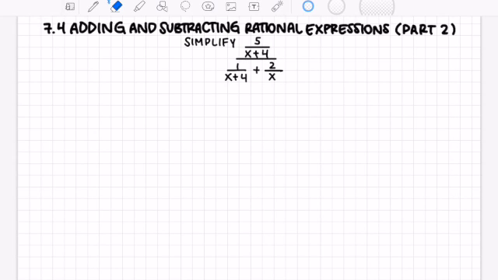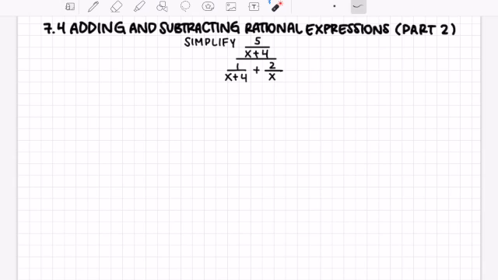Hi guys, so today we're going to be looking at Chapter 7, Section 4, Adding and Subtracting Rational Expressions, Part 2. So, the first part, let's say that we're asked to simplify 5 over x plus 4, over 1 over x plus 4 plus 2 over x.